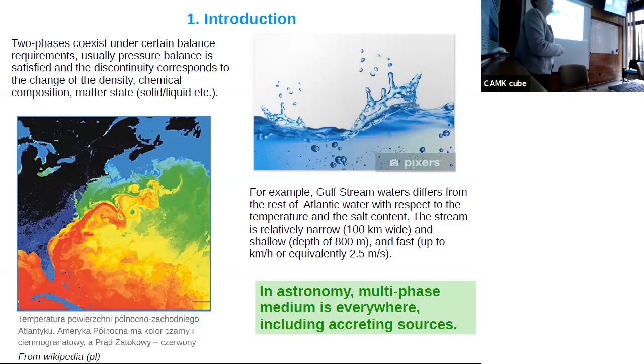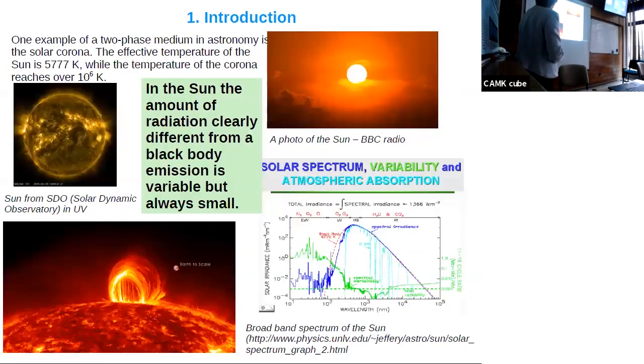It's not that anybody can model this. It can be studied using satellites, right? So in the case of astronomy, because we have to concentrate on astronomy, of course, you also have two-phase media, and I will start with the sun, because this is our closest star. And later this idea of corona will be used in the case of accreting sources. Of course, the sun is not an accreting source.